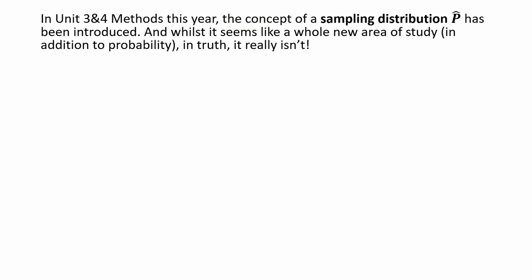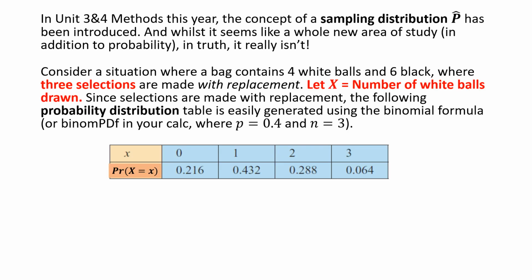All right, guys, so this should help actually those doing Methods 3-4 this year. In the final leg of your unit on probability and statistics, you've discussed this idea of a sampling distribution p hat. And whilst it seems like quite a brand new concept, it's really very, very close to discrete and continuous random variables X, and it's a very, very small step indeed from what you've studied previously. So how so? Okay, let's consider this example.